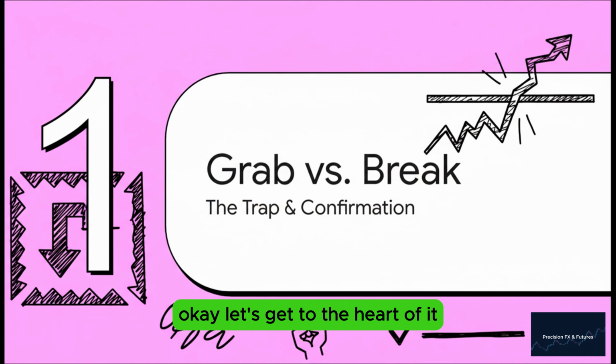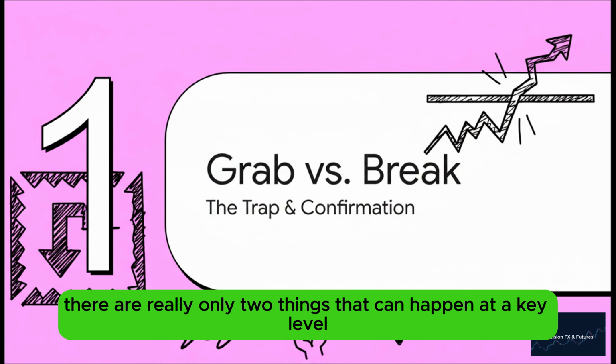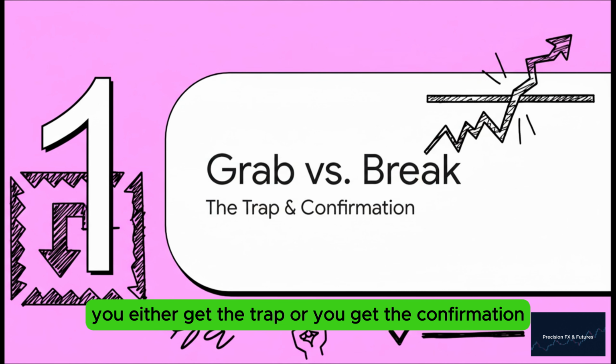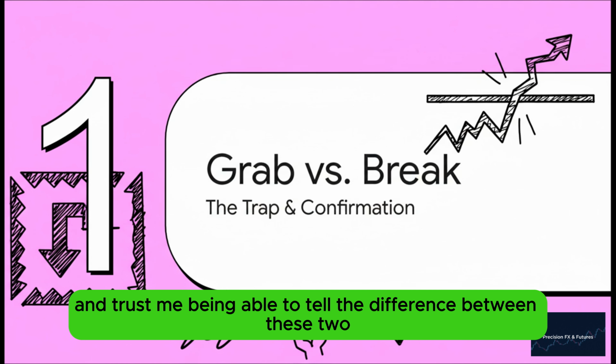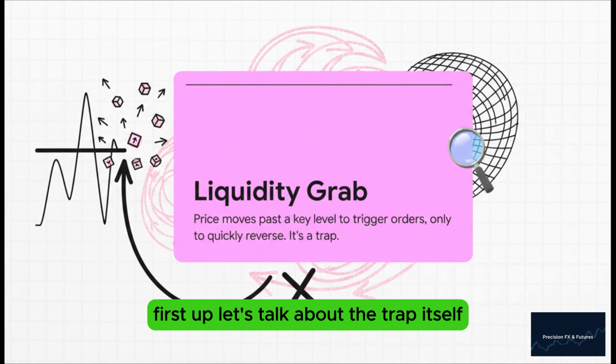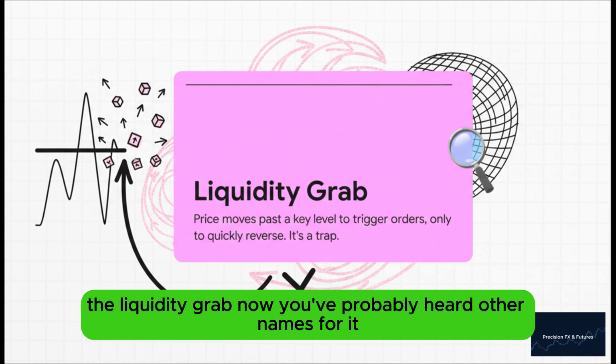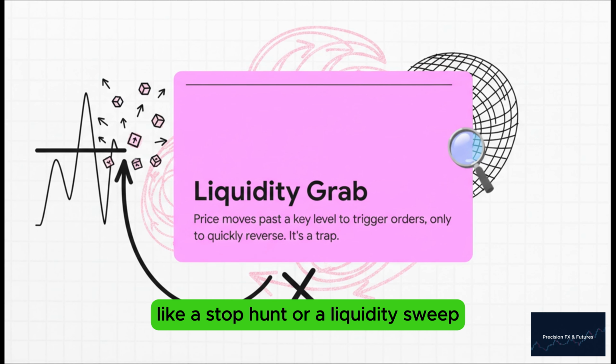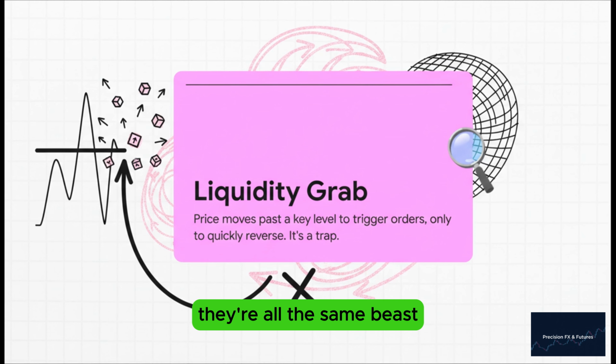Okay, let's get to the heart of it. When it comes down to it, there are really only two things that can happen at a key level. You either get the trap or you get the confirmation. And trust me, being able to tell the difference between these two, well, that's everything. First up, let's talk about the trap itself, the liquidity grab. Now, you've probably heard other names for it, like a stop hunt or a liquidity sweep. They're all the same beast.